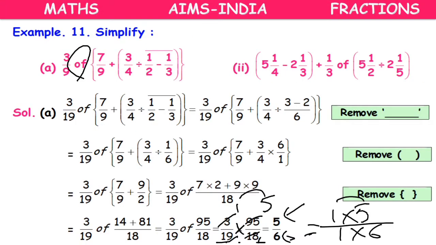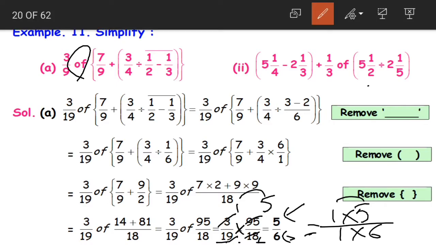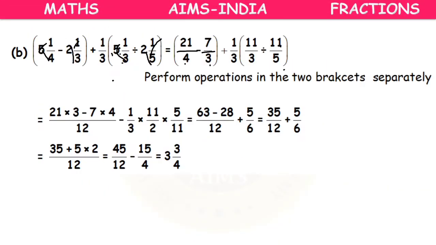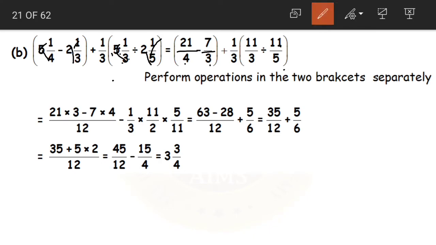Wait a minute. Look at this, here we are having 5 1 by 2, but here by mistake it is printed as 5 1 by 3.